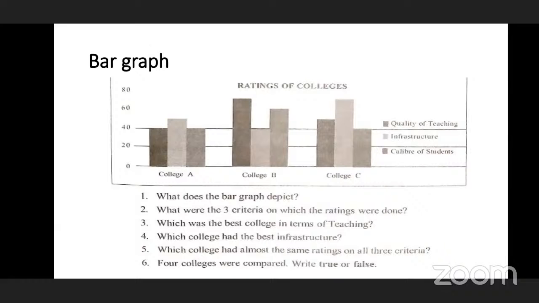Four colleges were compared. Four? No. College A, B, C. Only three were compared. So the statement is false.